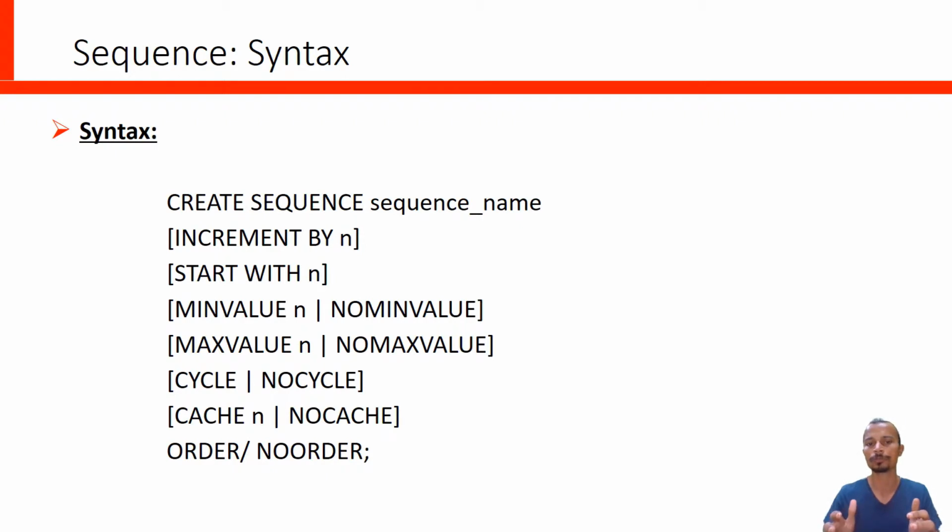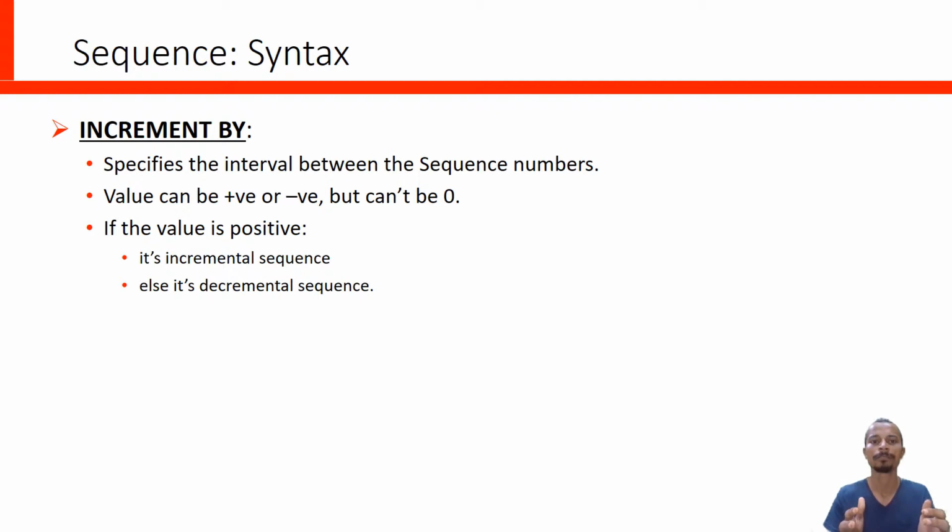These options are optional and as per the user requirement we need to add them while creating the sequence. Now let's understand the significance of these options provided. Increment by specifies the interval between the sequence numbers. The value can be positive or negative but never zero. If the value is positive, it is an incremental sequence, otherwise it is a decremental sequence.